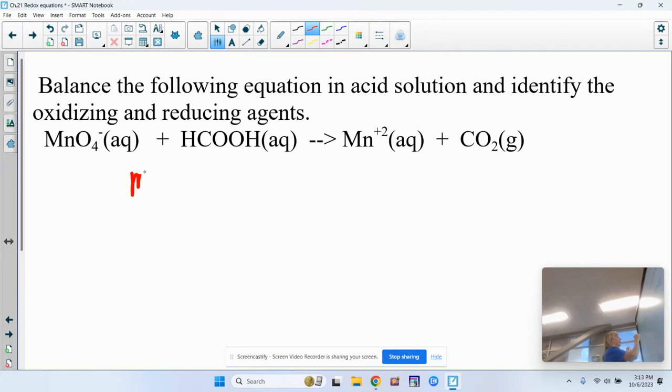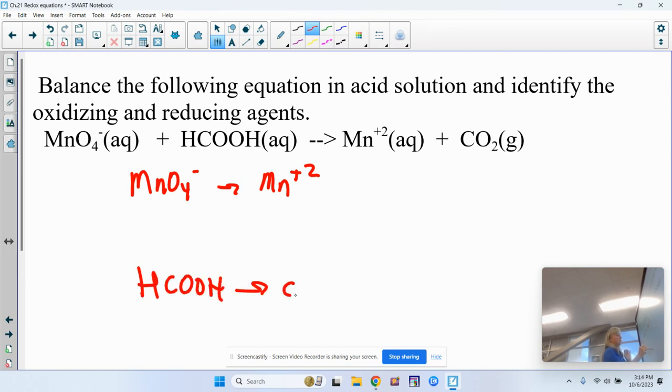So first of all, I have the MnO4 minus going to Mn plus 2 as my half reaction. And I'm just going to do the other one underneath it. I have HCOOH going to CO2. Okay, so balance atoms other than oxygen. In the first one, I have just Mn, one on each side, so that part's done. In the second one, I have 1 carbon on each side, and I'm right now ignoring the hydrogens and the oxygens. So my carbons are balanced, my manganese is balanced.